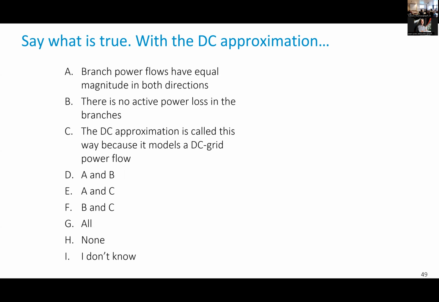I'm closing in a few seconds. And the correct answer is D, which is again the majority vote. Branch power flows are of equal magnitude in both directions, and there is no active power loss. Well, the two mean the same thing, in fact. So that's the property of the DC approximation. And the main problem of the DC approximation is that it doesn't compute the losses.